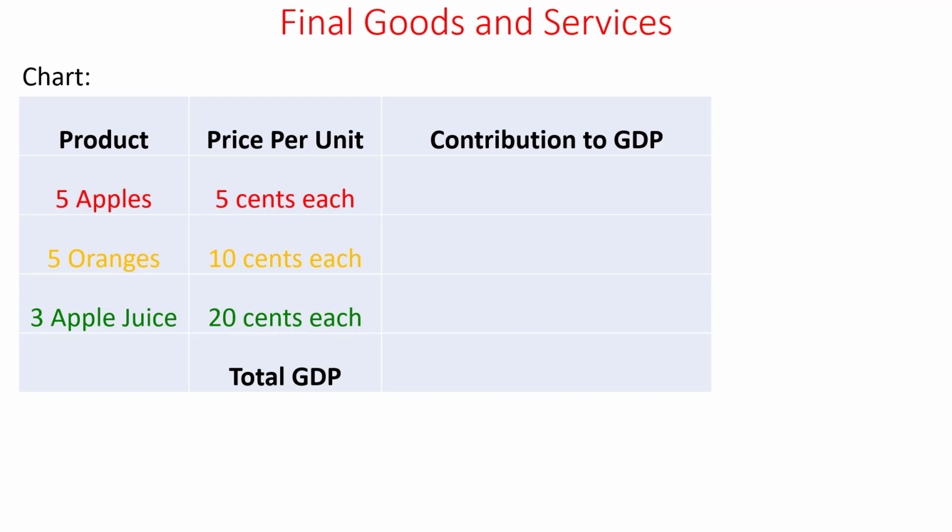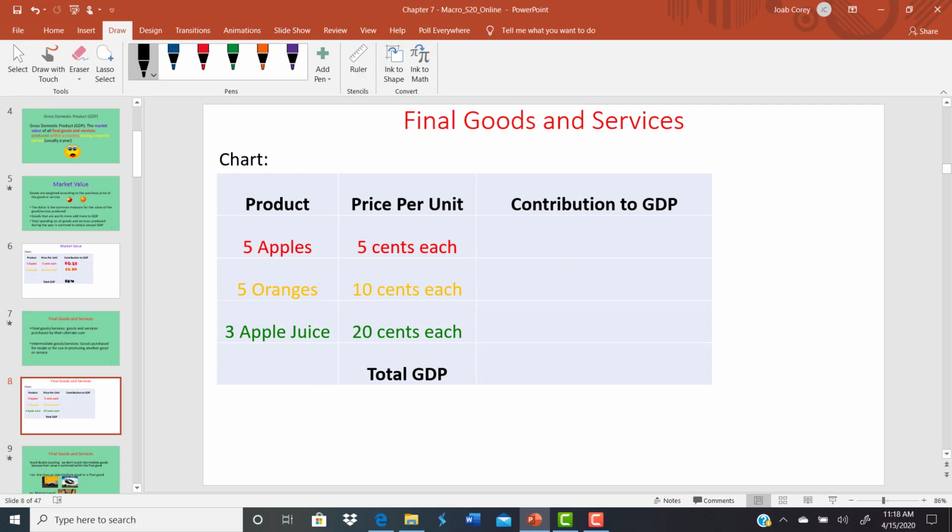Right, so for another calculation, let's say that this economy again produces 5 apples that they can sell at 5 cents each, and 5 oranges that they can sell at 10 cents each. But let's say that they took 3 of those apples and made apple juice out of them and then sold those for 20 cents each. So let's go ahead and go through this calculation.